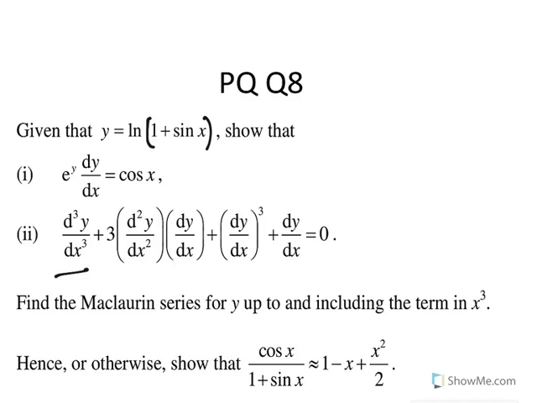Part 2, we need to show that, all the way up to the third derivative, d3y/dx cubed, d2y/dx squared. So here, we need to do some implicit differentiation. Let's differentiate our part 1 equation one more time. This is e to the power of y dy/dx equals cosine x. Differentiating this one more time.